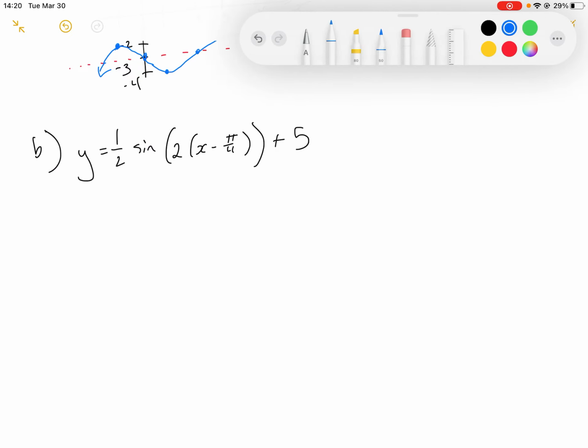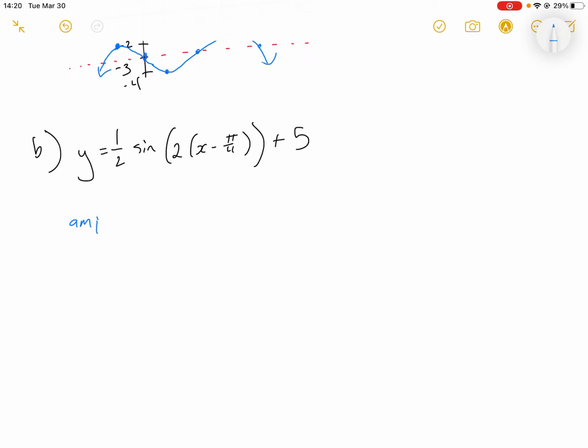So once again, I'm going to go ahead and just find my amplitude. I'm going to start going through this a little bit more quickly. The amplitude is 1/2. The period is 2 pi over b, so I end up with just pi. The midline is y equals 5, and then the phase shift is pi over 4 to the right.